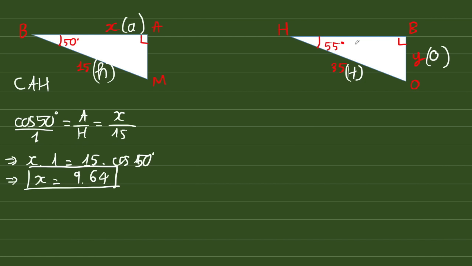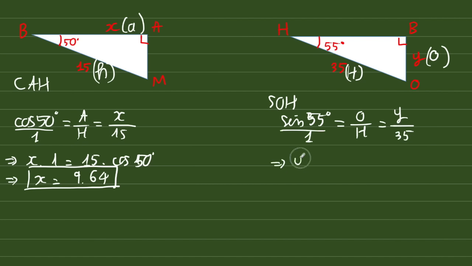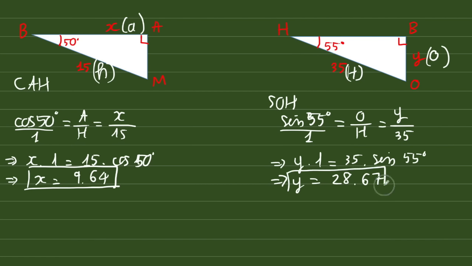And here is opposite, here is the hypotenuse. Opposite and hypotenuse, you use sine. Sine 55 equals opposite divided by hypotenuse. Opposite you have y, hypotenuse you have 35, and this is over 1, so y times 1 equals 35 times sine of 55. Y equals 35 times sine 55, and you get 28.67. 28.67 is my final answer for this question.